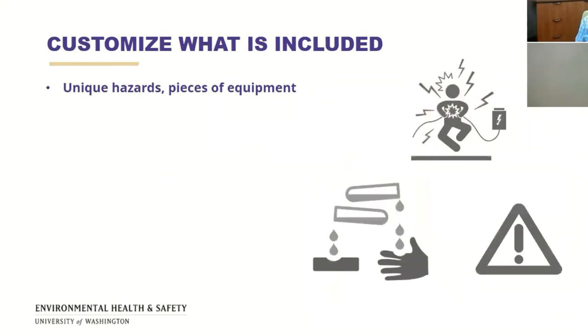The other way to customize your inspection is by what gets included. If you have unique hazards or pieces of equipment, you definitely want to include them. Perhaps you have equipment that was built by your lab. Only you understand the features and requirements of that equipment and what should be maintained for safety. If there have been incidents or accidents in the lab, think about the corrective actions taken and find ways to check that those actions are being maintained by everyone in your lab.